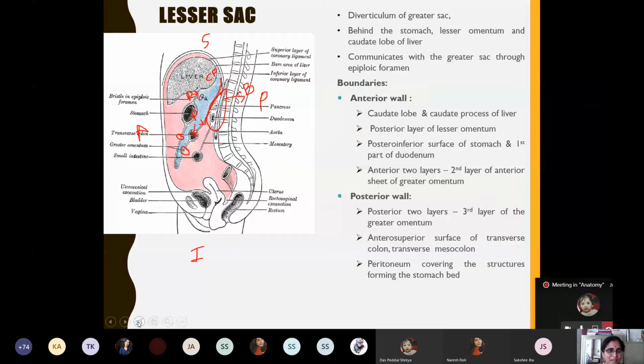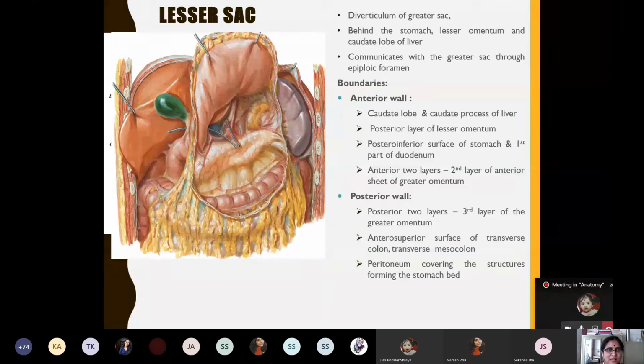So posterior wall, yes. Here you can see, very interesting. Can you see this? These all structures, my dear student, are the structures on which the posterior surface of the stomach rests. So these structures are known as the stomach bed. And here you can see the lining. This lining is the peritoneum. So the posterior wall is formed by the peritoneum covering the structures forming the stomach bed. Very easy, anterior wall and posterior wall of lesser sac.